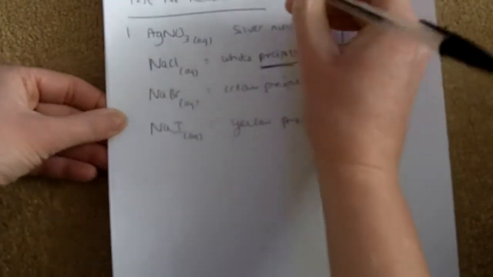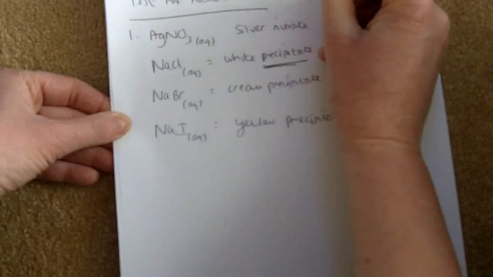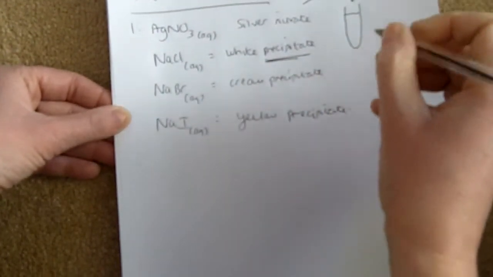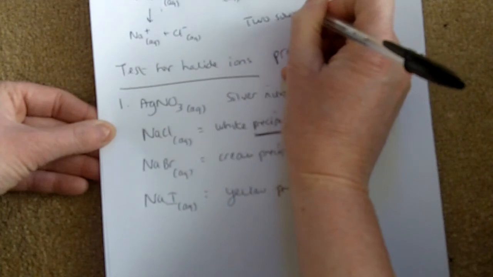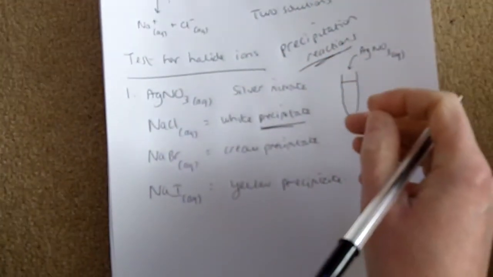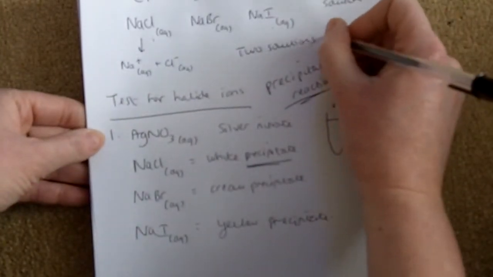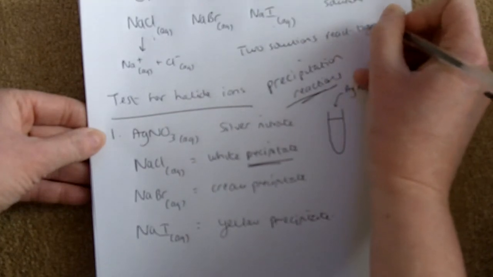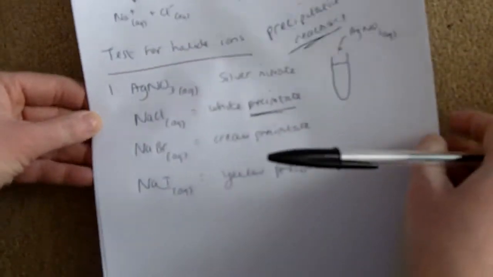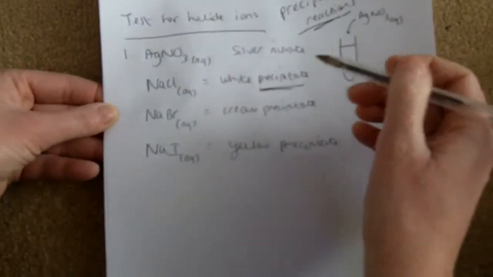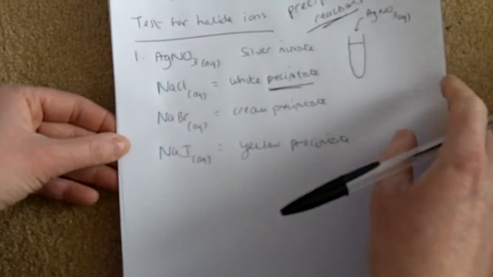These are called precipitation reactions. A precipitation reaction is when two clear solutions react together and form a solid, a precipitate. So I've got an unknown solution, I add silver nitrate, and if I get a white precipitate, I know it's chloride, cream precipitate, I know it's bromide, yellow precipitate, I know it's iodide.